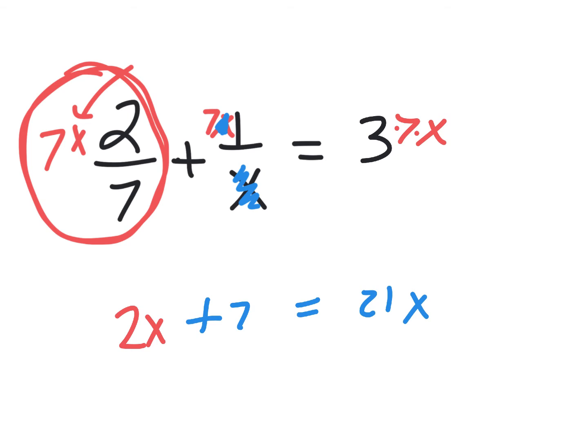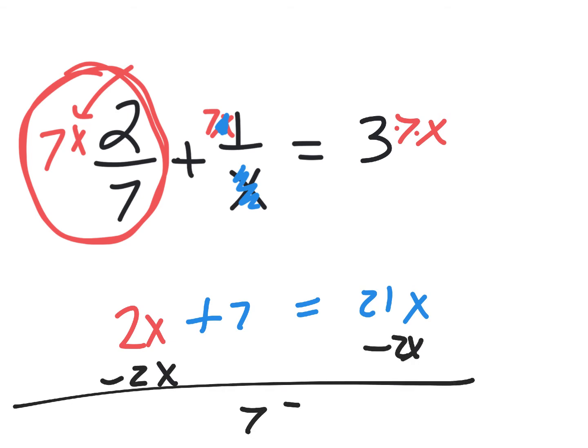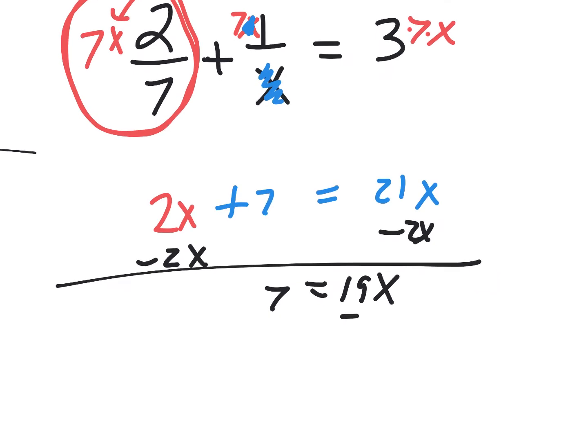Variables on both sides. There's the fast way and the slow way. The slow way is subtract 21x. The fast way is subtract 2x. 7 equals 21, 20, 19x. Divide them both by 19, and we're done.